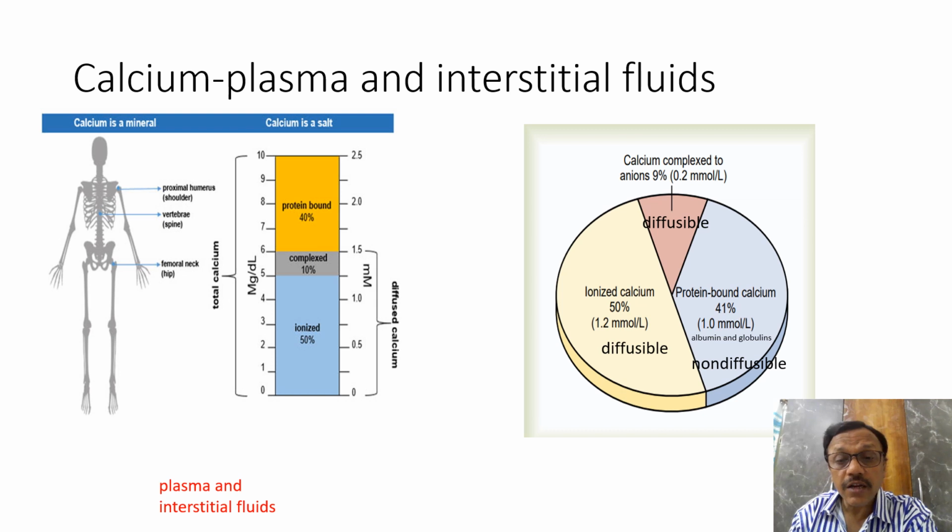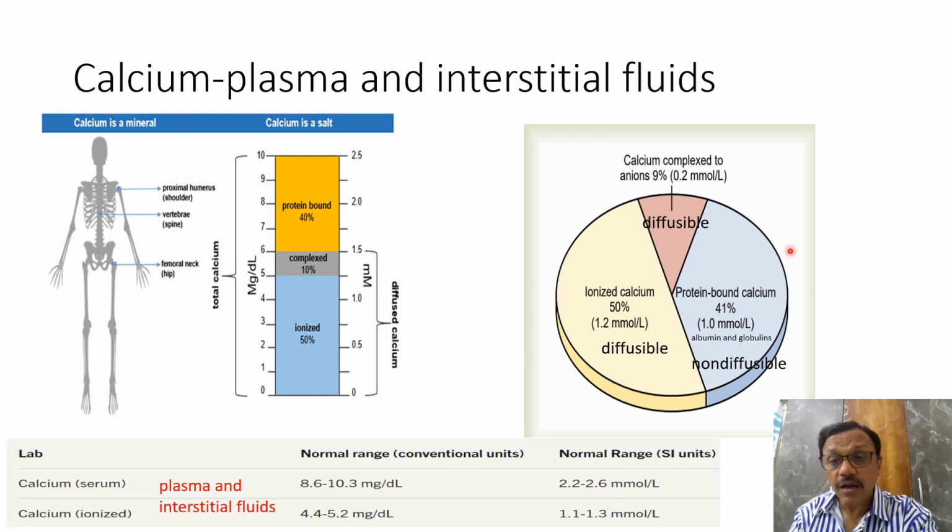Now this 50%, which is 1.2 millimole per liter, is diffusible and is going to produce the physiological effect. So the total amount of calcium, if you see over here, is approximately 10 mg per deciliter. So 40% is protein bound, 10% makes complexes like phosphate, and 50% of the calcium is in the ionized or free form, which is going to produce the physiological effect.